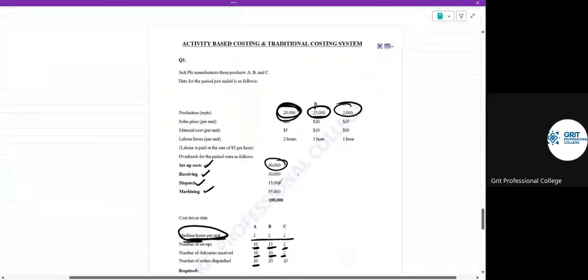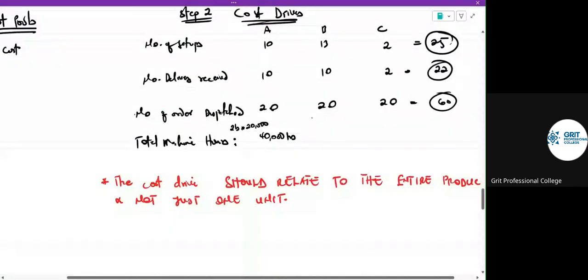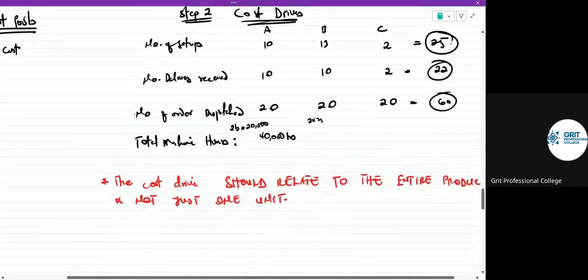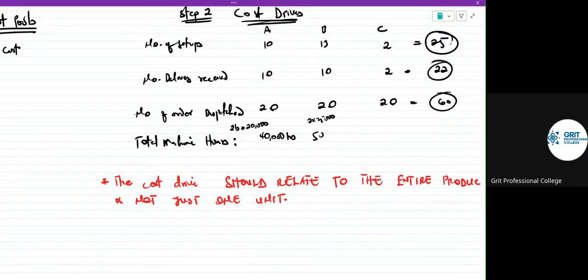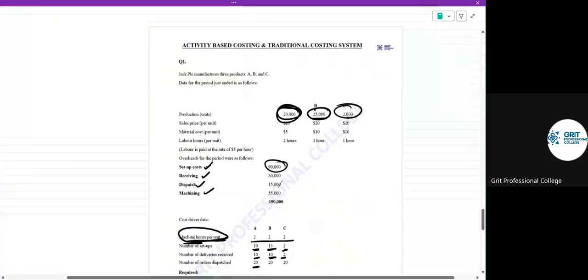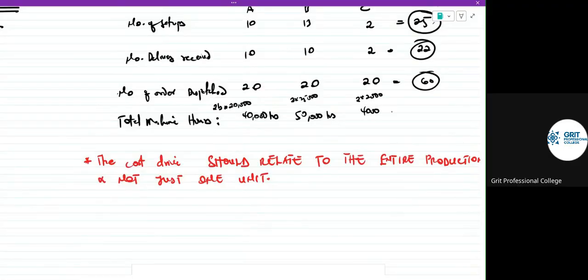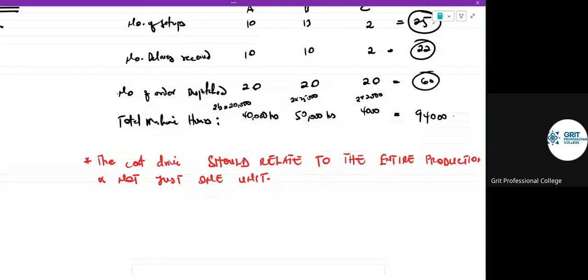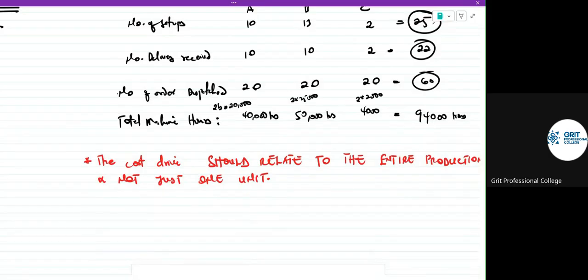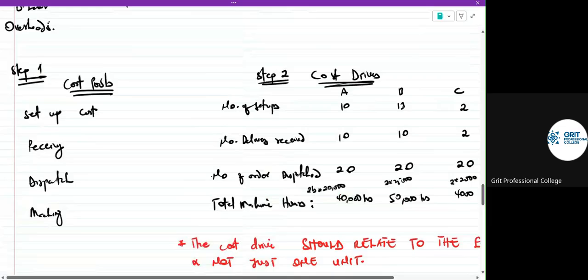and that'll give us 40,000 hours. For B, same thing, 25,000 by 2, so that'll give us 50,000 hours. This is 2,000 by 2, and that'll give us what? 4,000 hours. So we add up everything, and that'll give us 94,000 hours. Okay, so this is what you need to do.